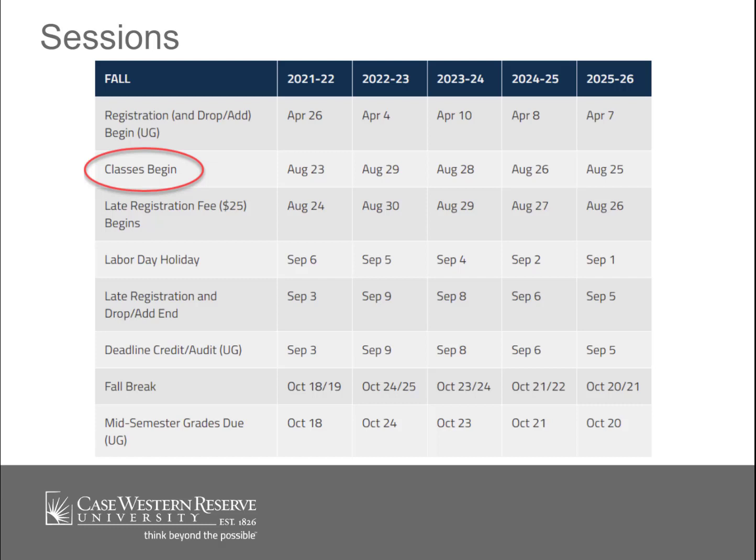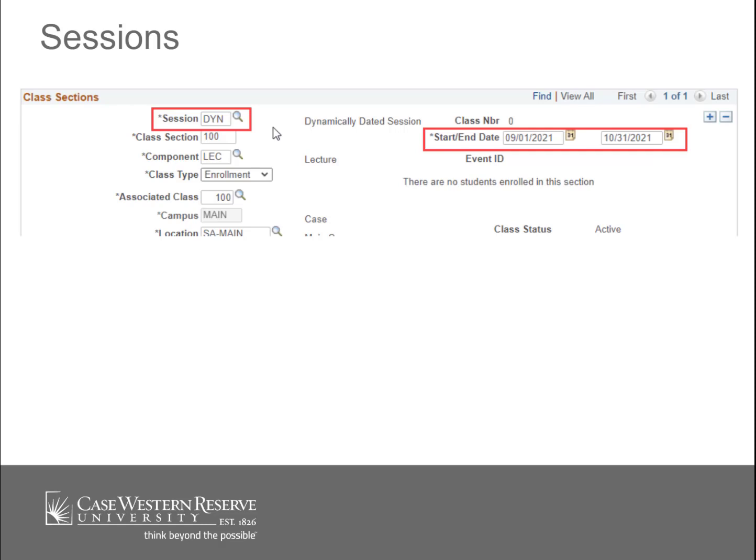Some of our professional schools operate on their own start and end dates, but still have what we consider a regular academic session. This session can also be divided into first or second half offerings. This is typically used by our physical education classes. Classes that don't fall within the regular academic session should be coded as dynamically dated, or DYN.